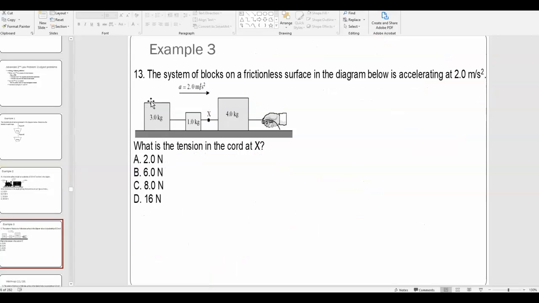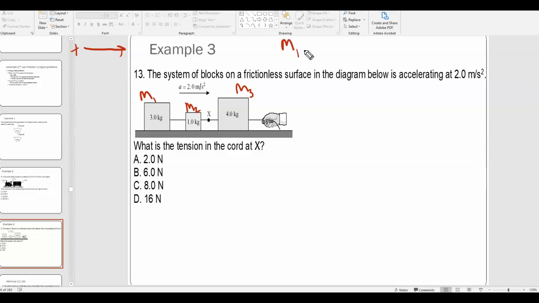Okay, last example, example 3. Now we have three objects. So I will try to do this one a little more quickly. Example 3 says the system of blocks on a frictionless surface in the diagram below is accelerating at 2 meters per second squared. It's being pulled by a hand on the right, so it's being pulled to the right. Makes sense to have a coordinate system where right is positive, so we're back to normal coordinate system. Just to speed through this quickly, I have M1, M2, M3. I didn't have to label it like that, but it just makes it easier to call it something.